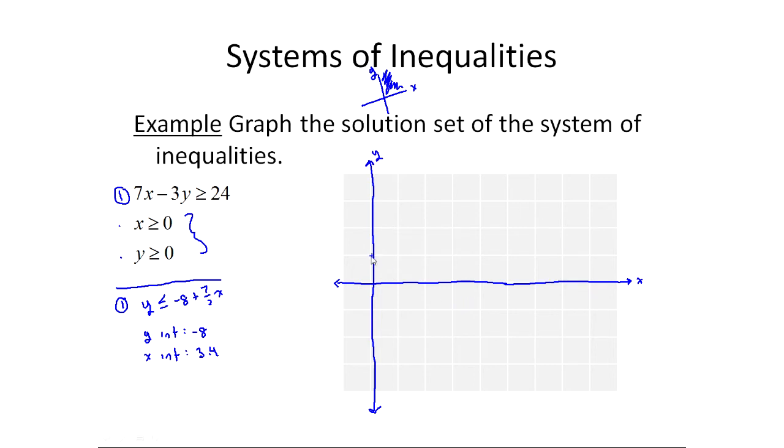And so just to draw my scale, I'm going to count by 2. So this is 2, 4, 6, 8. And so this will be negative 2, negative 4, negative 6, and negative 8. And then I'm going to count by 2's here as well. So this is going to be 2, 4, and I'm going to mark that 6, 8, etc.